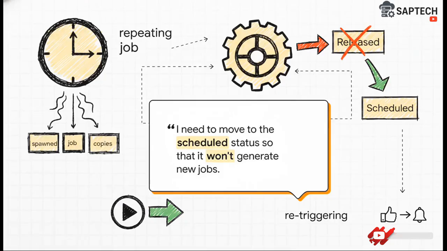And this brings up a super critical point, something a lot of beginners miss. It's not enough to just cancel the running jobs. If it's a repeating job, you have to find the parent job that's creating all these copies. You have to go in and change its status from released back to scheduled. Seriously, if you skip this step, the problem's just going to pop right back up in a few minutes and you'll be right back where you started.